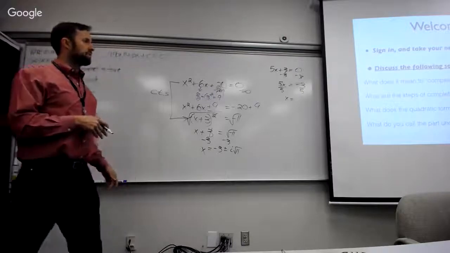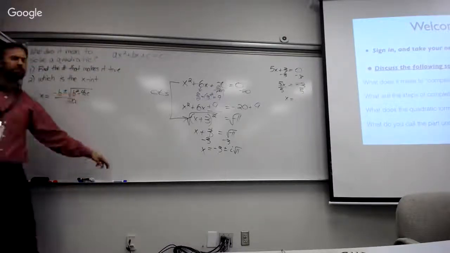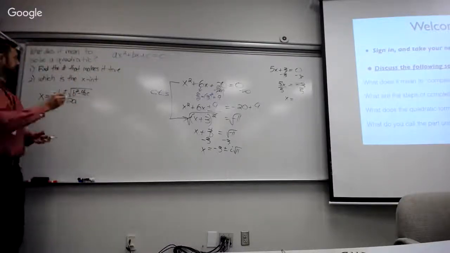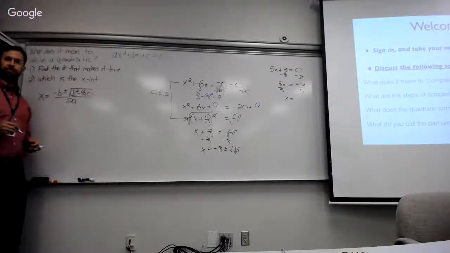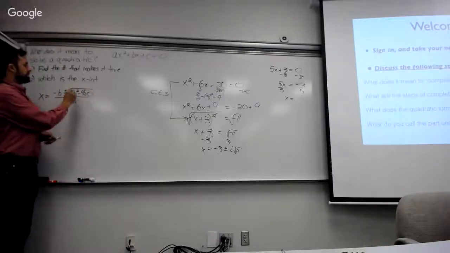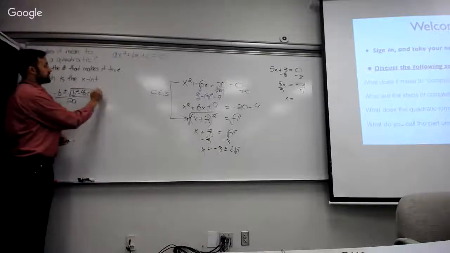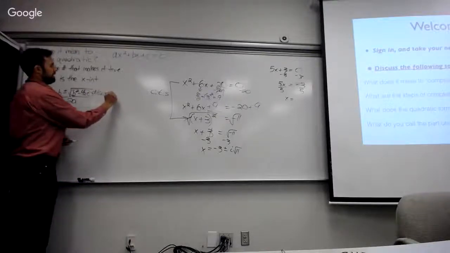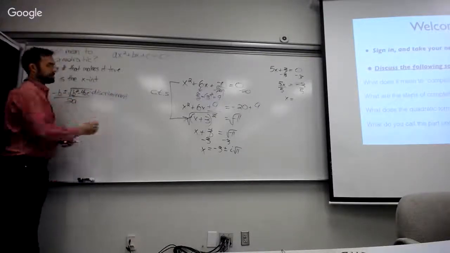Okay, and then what do you call the part under the square root? Did we already start talking about that? I don't know that we did. Did I call this anything? No. I didn't. Okay, that part right there under the square root is called the discriminant. And that's what we're about to start doing today.